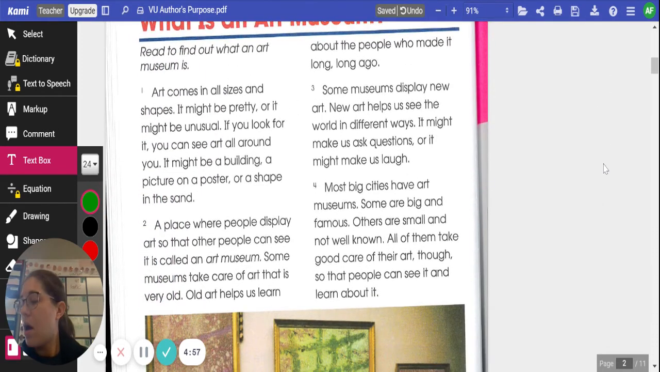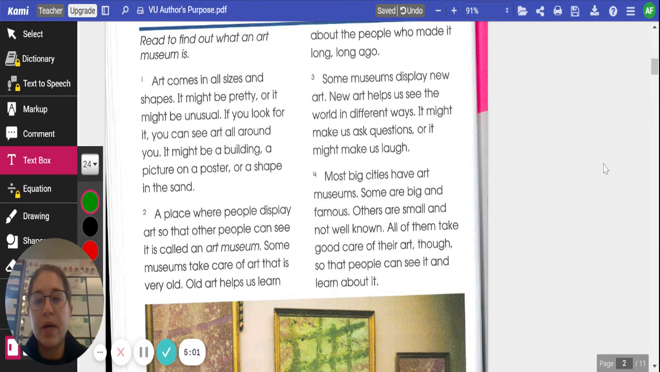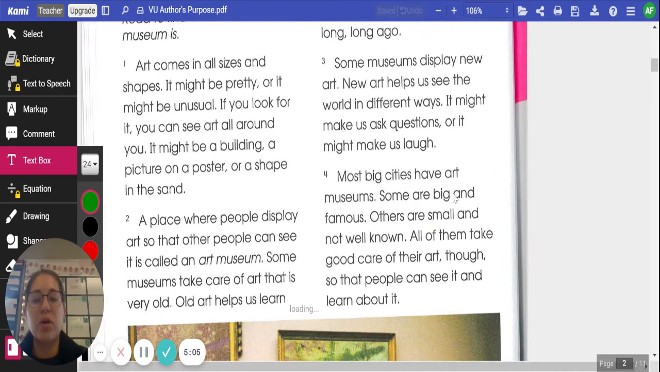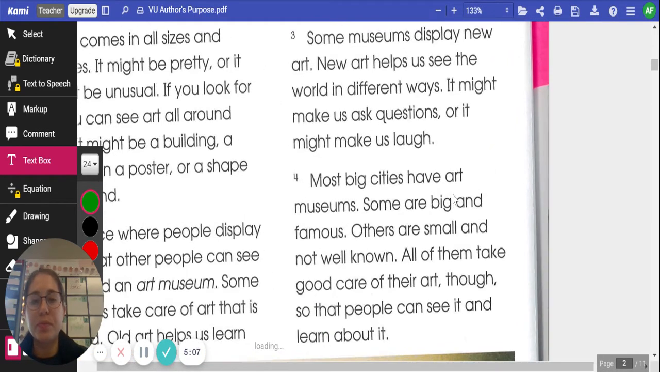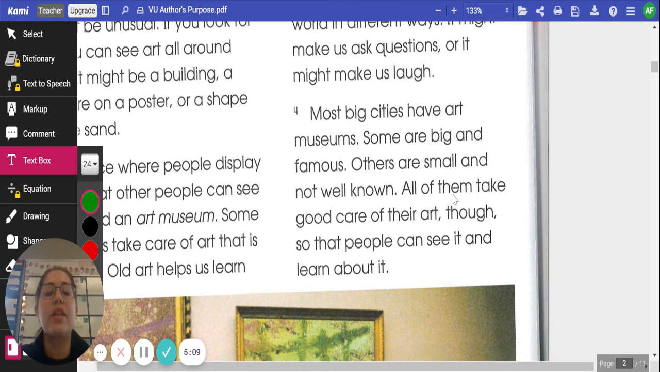I'm going to go ahead and look at paragraph number 4 right here. I'm going to reread paragraph number 4 to see if I can find another clue for the author's purpose, or why the author wrote this text.